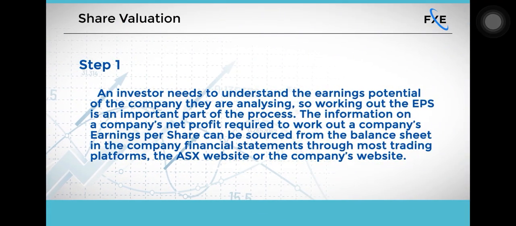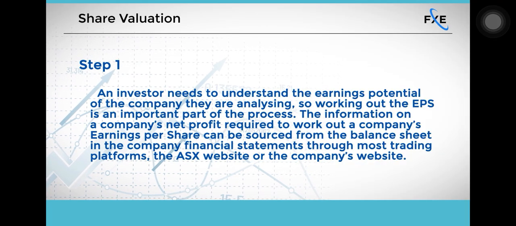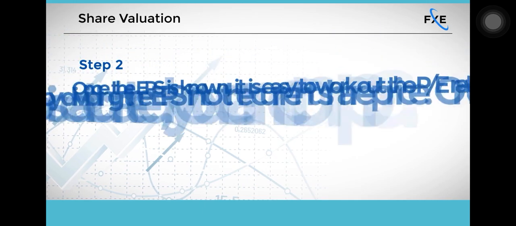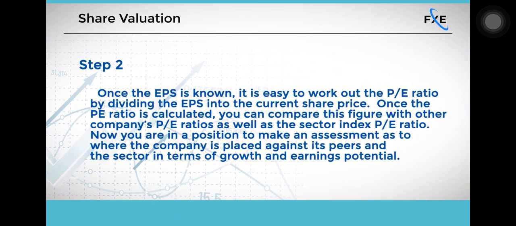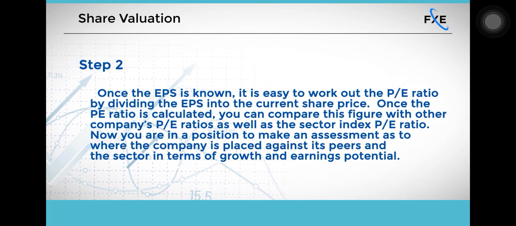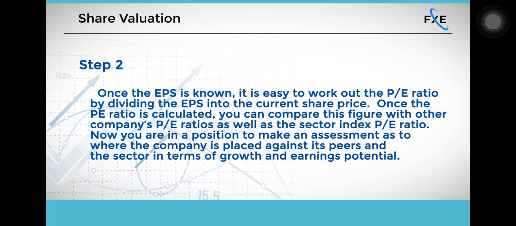The information on the company's net profit required to work out a company's earnings per share can be sourced from the balance sheet in the company's financial statements through most trading platforms, the ASX website, or the company's website. Step 2. Once the EPS is known, it is easy to work out the PE ratio by dividing the EPS into the current share price. Once the PE ratio is calculated, you can compare this figure with other company PE ratios as well as the sector index PE ratio. Now you're in a position to make an assessment as to where the company is placed against its peers and the sector in terms of growth and earnings potential.